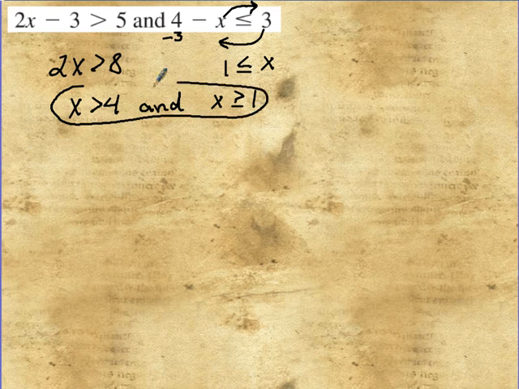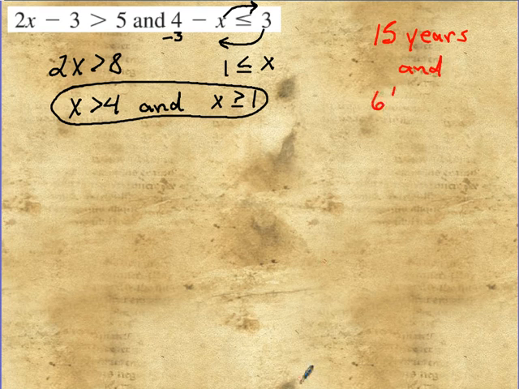Okay, now let's talk about that answer. Let's talk about the word and. You've probably heard this before, but what the word and actually means. You go to an amusement park, and in order to ride a ride, you must be, for some reason, 15 years old and 6 foot tall. That's a major ride right there. You must be 15 years old and 6 foot tall.